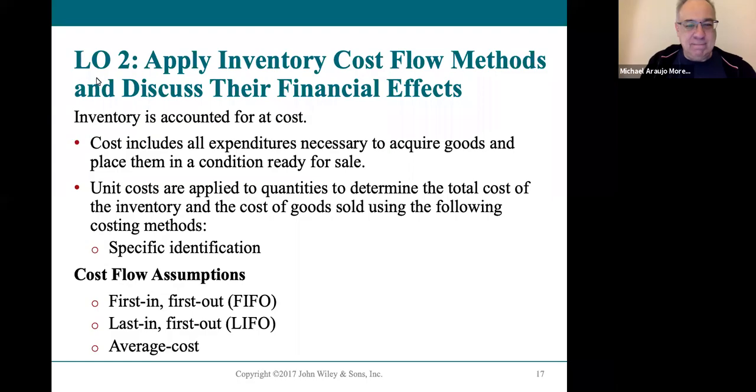Here we go. So learning objective 2 is the meat and potato. I keep saying that. I don't know, maybe I'm hungry. I actually did not have dinner yet, so maybe I am a little bit hungry.